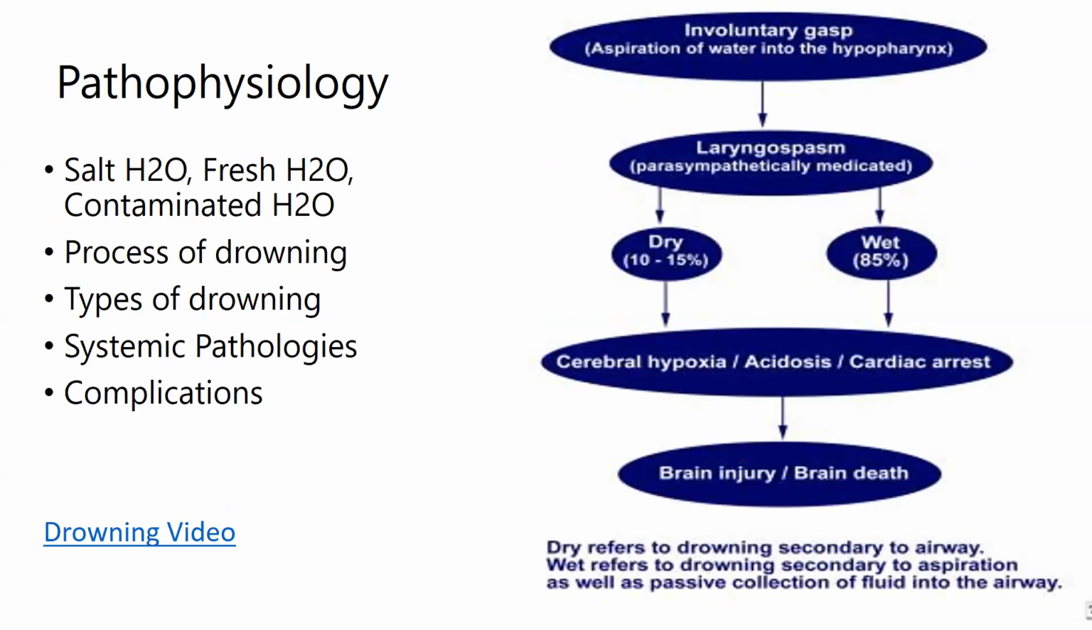So pathophysiologically, salt water versus fresh water versus contaminated water, the process of drowning, types of drowning, and systemic pathologies and complications. A non-fatal drowning is 3 to 4 milliliters per kilogram aspirated. So that could be salt, fresh, or contaminated. And then more than 11 milliliters per kilogram before blood volume changes. So think of salt water, all the sodium, contaminated water, all the contaminants. And then more than 22 milliliters per kilogram before electrolyte changes.